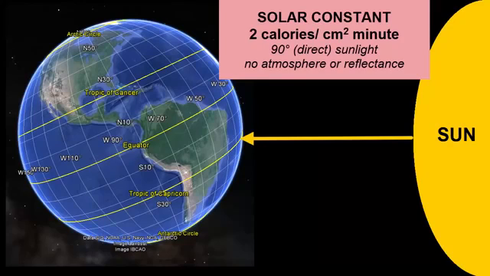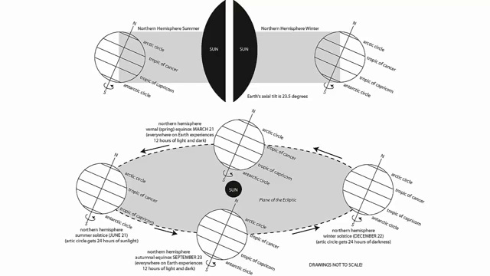A few things to keep in mind about this number. First, on any day there will only be one latitude on Earth's surface with a 90-degree angle of incoming radiation. As the Earth orbits the Sun, that latitude of 90 degrees straight-on sunlight migrates between the equator at equinoxes, the Tropic of Cancer at the June solstice, and the Tropic of Capricorn at the December solstice.